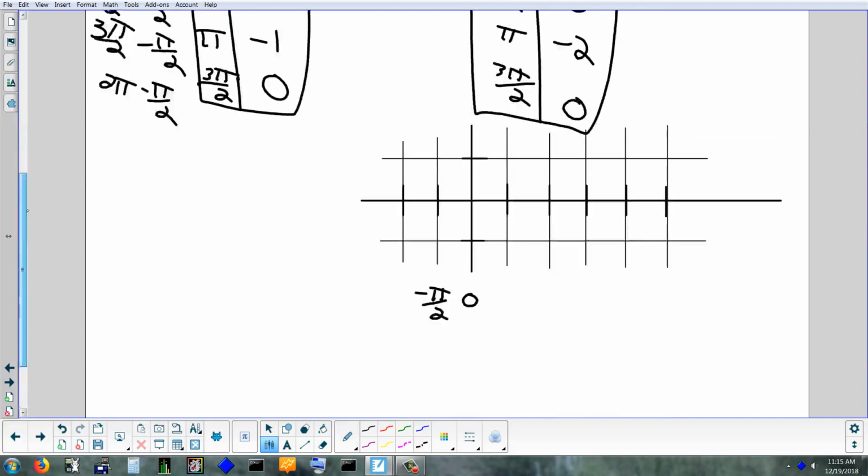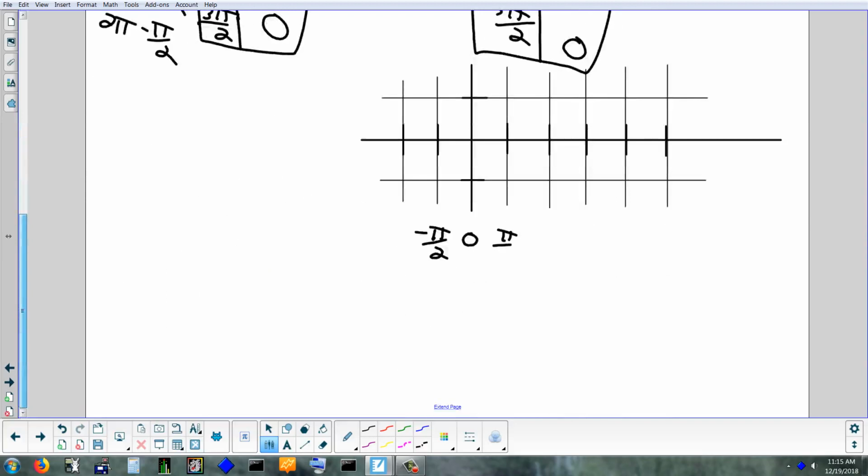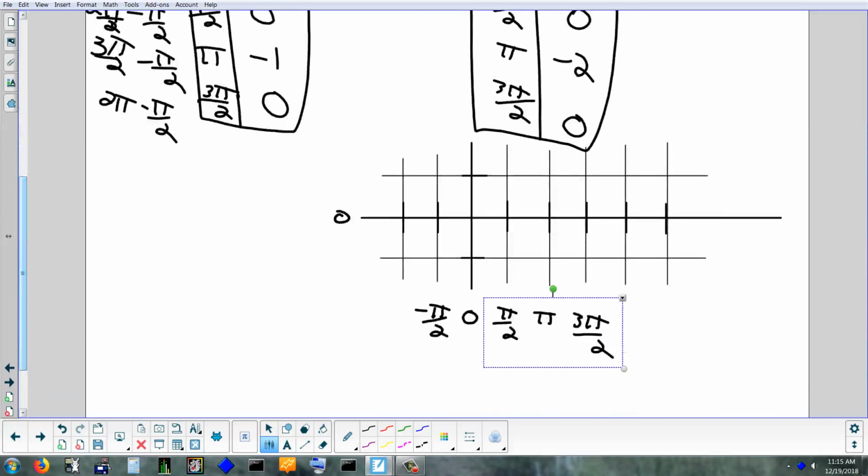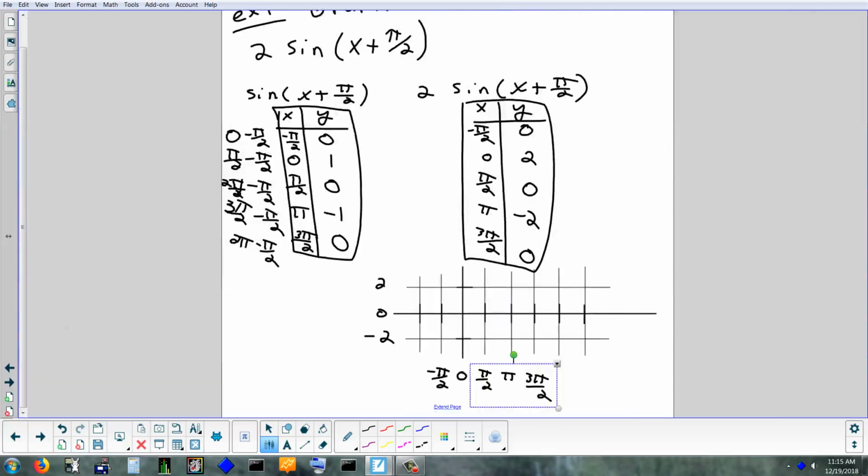No skipping. So negative pi over 2, 0, pi over 2, pi, 3 pi over 2. Those are all nicely spaced. That's negative 90, 0, positive 90, positive 180, positive 270. So they're all 90 apart. And now as far as the highest and the lowest, let's just scale it to go by 2's. Okay, and now plot your points. So negative pi over 2, 0, 0, 2, pi over 2, back down to 0, negative 2, and 0. And just connect your points.